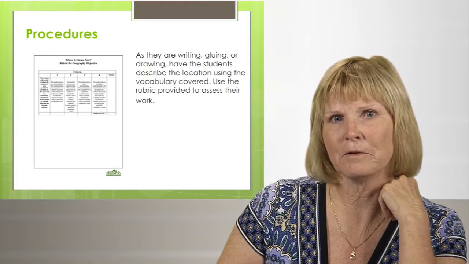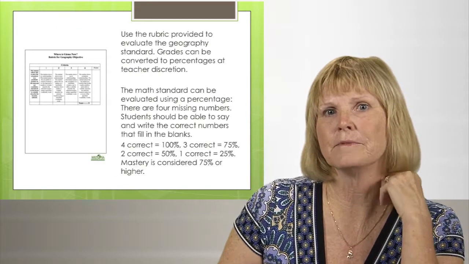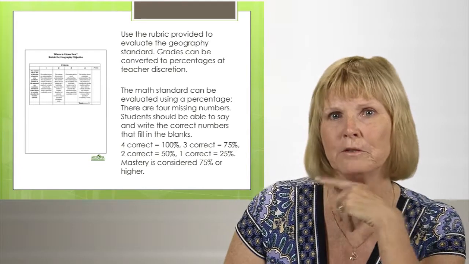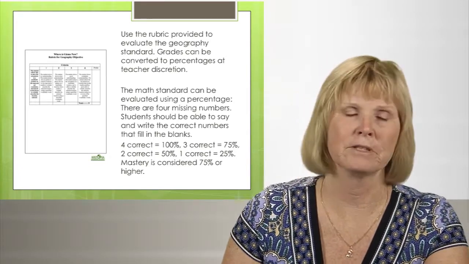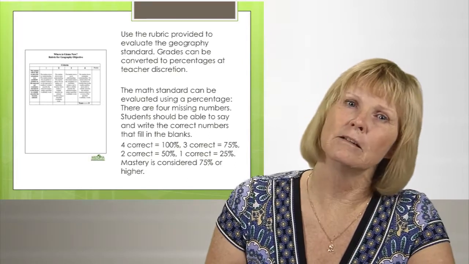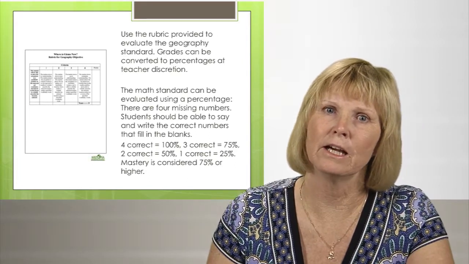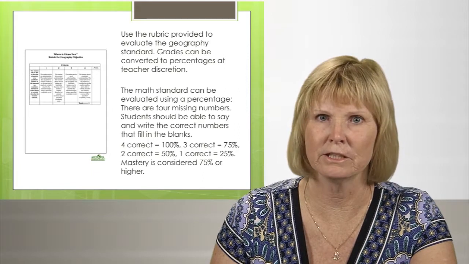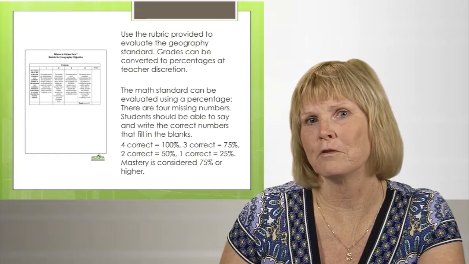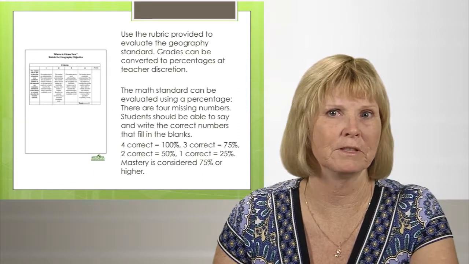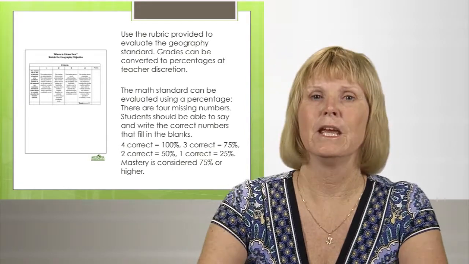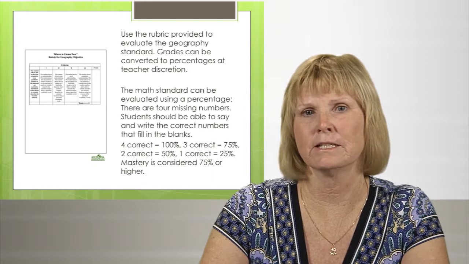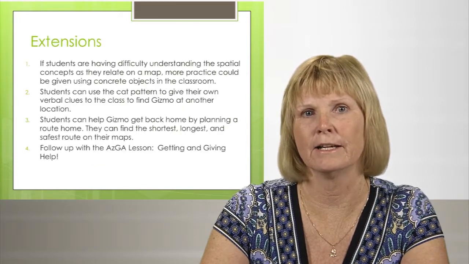So you can use this rubric to evaluate the geography standard, and the grade can be converted to a percentage however you'd like. The math standards can be evaluated using a percentage. There are 4 missing numbers. The student should be able to say and write correctly the 4 numbers that were missing, with at least a 75% accuracy or higher.